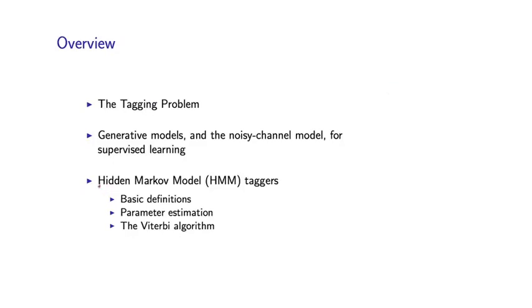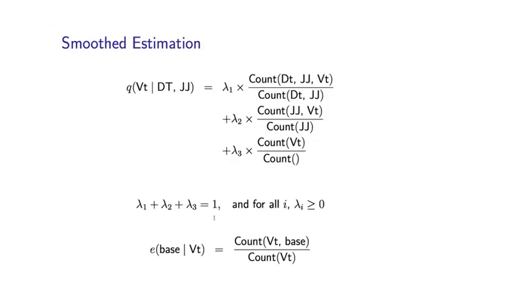Okay, so we've now introduced hidden Markov models, and in the previous section I gave basic definitions of those models. In this next section I want to talk about how these models are learned from a set of training examples, in particular how those Q and E parameters we saw, the trigram parameters and the emission parameters, can be estimated from a set of training examples. And this is actually quite straightforward.